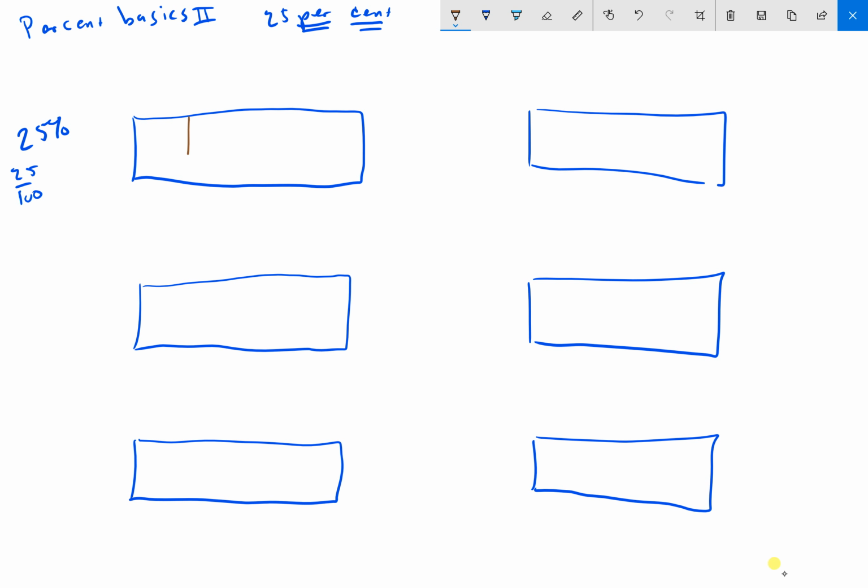Well, I know that 4 quarters equals $1, so this would be 25%. This is 25%, 25%, and 25%. So take a look at this. One box is 25%. Ta-da! Now, how many boxes do I have? 1, 2, 3, 4. So 25% is 1/4.